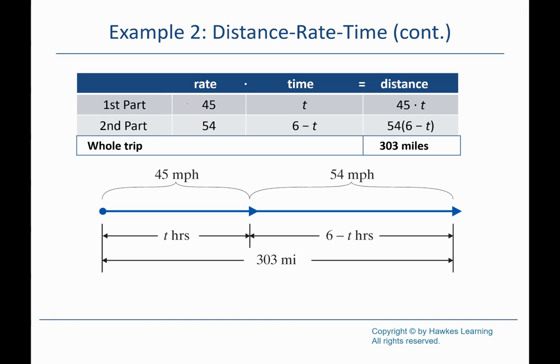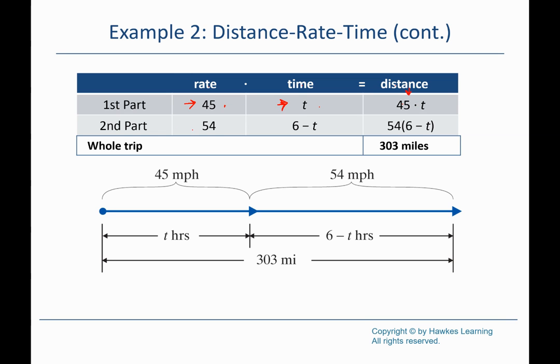In the problem, I was given that the first part, rate, speed, was 45 miles an hour. I don't know the time for the first part, but I decided that that was represented by t, which means my distance is going to be given by this rate times this time. So 45 times t. So this last column you're filling in by taking the first column number times the second column number, 45 times t.